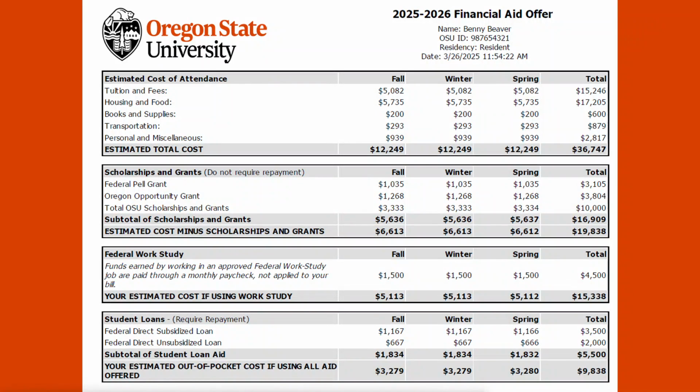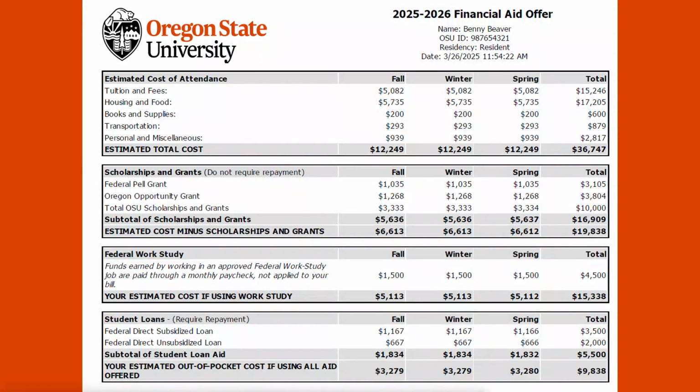Now down below that is where we have the different aid that's being offered to you. So Benny here has some scholarships and grants. We do put those at the top, right underneath cost of attendance. And Benny is being offered the federal Pell Grant, an Oregon Opportunity Grant, and some additional OSU scholarships. So you can see we've got all of those numbers added up together, and Benny's getting about $5,600 per term. And if you look at the number right below that, that's where we actually take the cost of attendance number from the above section and subtract out those scholarships and grants.